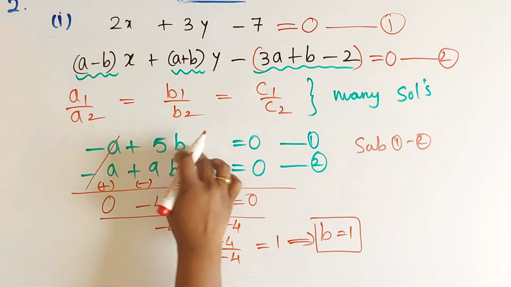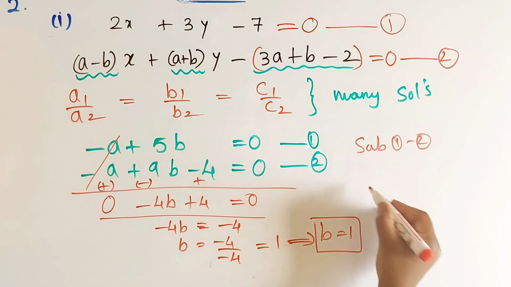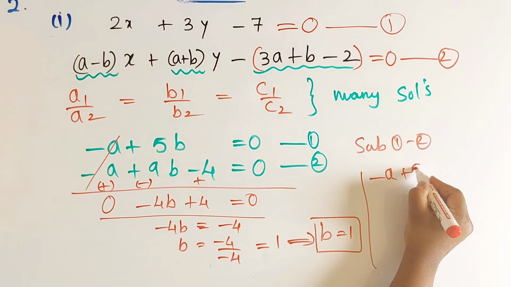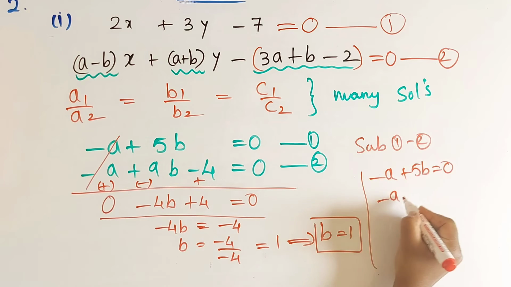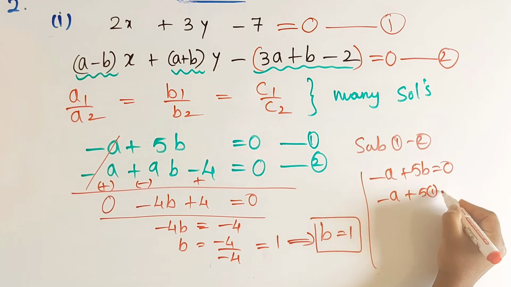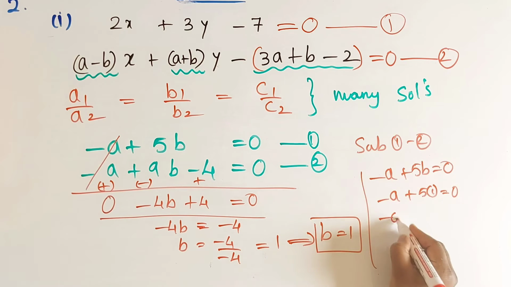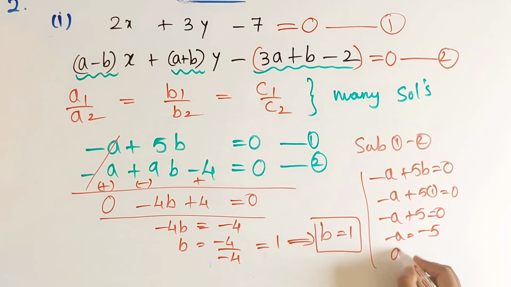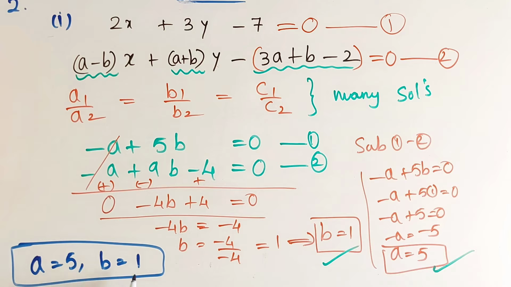Now, what is a value? Substitute in any equation. First equation I am taking: minus a plus 5b equal to 0, right? Minus a plus 5 into 1, b is 1, right? Equal to 0. Minus a plus 5 equal to 0. Minus a equal to minus 5. a equal to 5. Now, a is 5, children, and b is 1. Therefore, a equal to 5 and b equal to 1 are the values, children, for the given equations. Then only we will get infinite solutions. Right children?